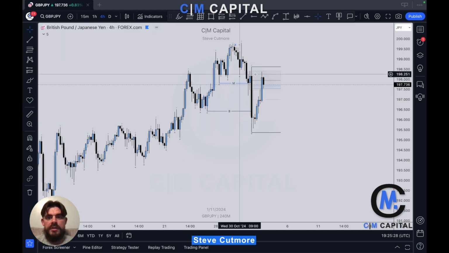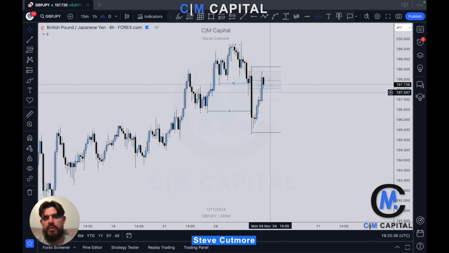Great British Pound, Japanese Yen, we're already into my sell area. I haven't got into this one yet, but we've had the liquidity sweep over here to the upside, market structure shift and the breaker structure, so we've broke a few significant levels there.